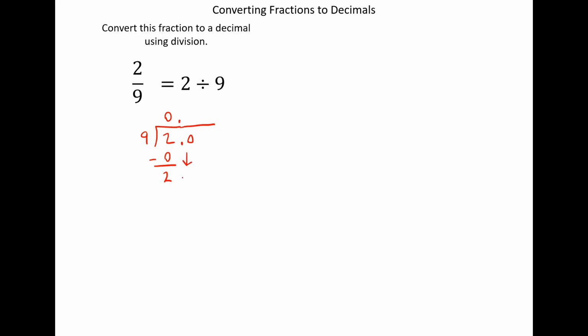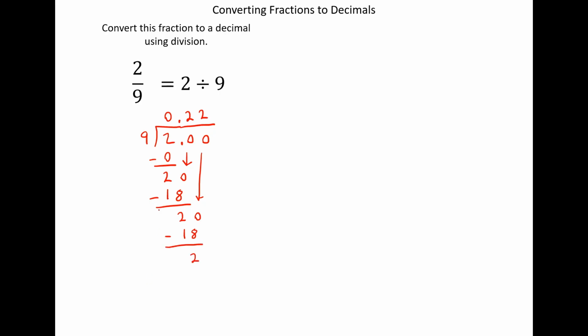I bring down the 0. That's now 20. How many times can 9 go into 20? 2 times. 9 times 2 is 18. Subtract that, I get a 2. I bring down another 0 because 2.0 is the same as 2.00. And I'll get another 20. Now, how many times can 9 go into 20? 2 times again. So 2 times 9 is 18. Subtract that, I get a remainder of 2 again.